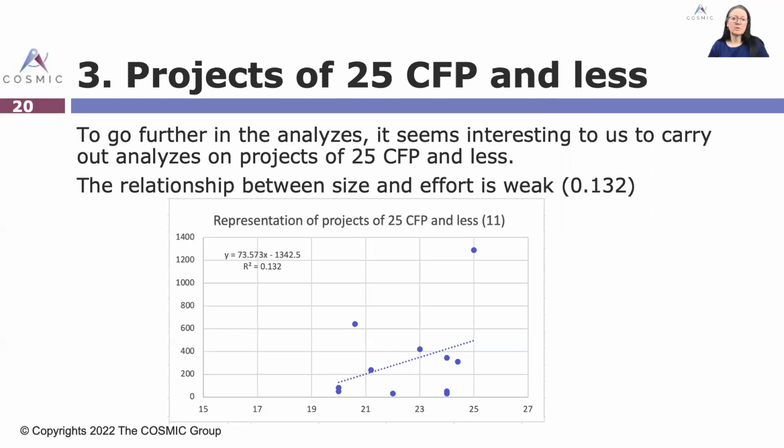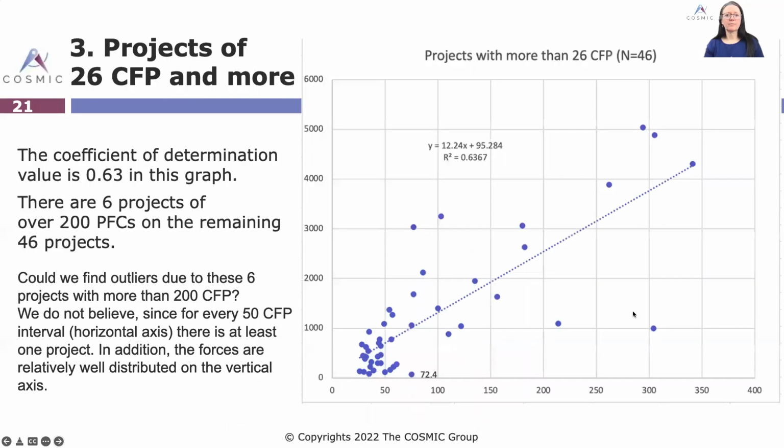Now, the relationship between size and effort for small projects is quite weak. It's only 0.132. Now, if we take away those 11 projects, we're left with 46 projects in our case, because we've taken out the two outliers. So 59 minus 2 is 57, minus 11 is 46 remaining projects.